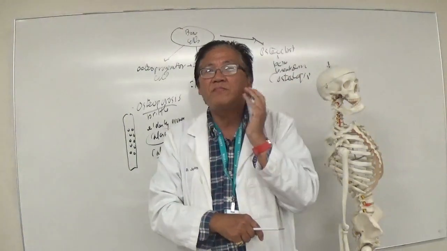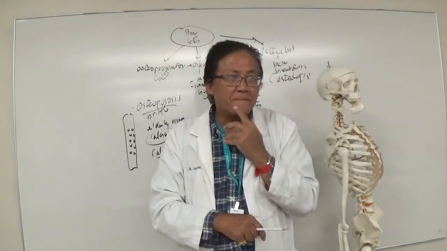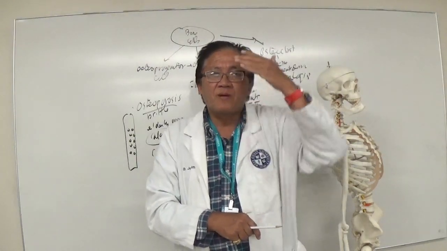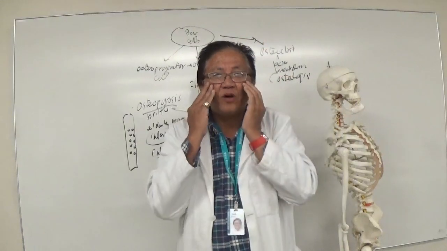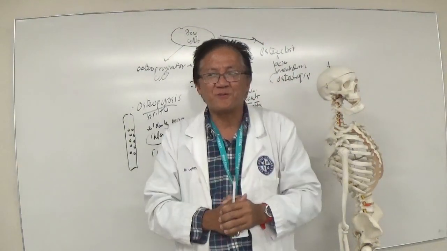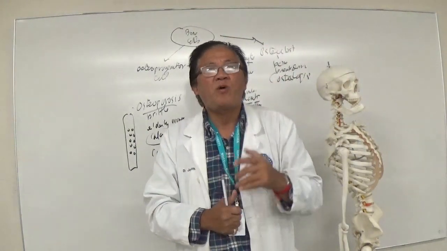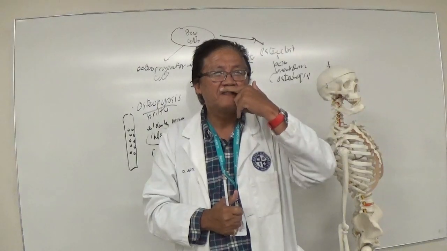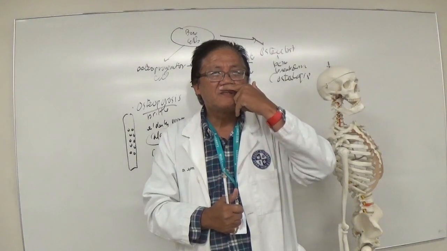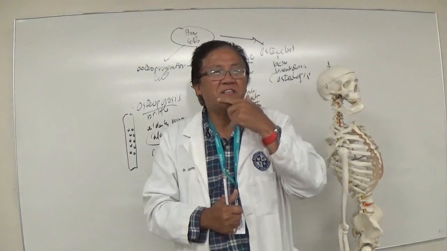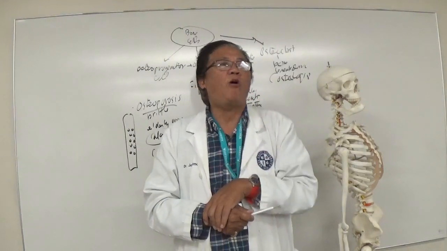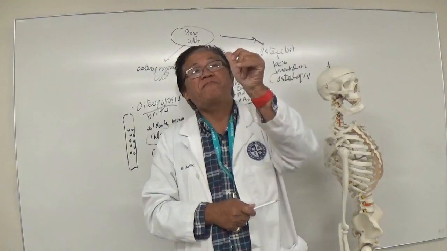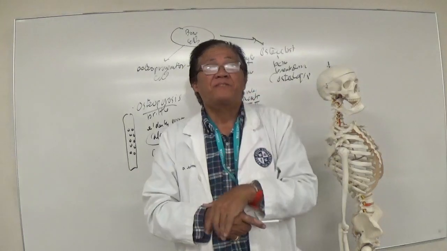What do you call the bone here? What about the bone here? Maxilla. The bone here? Maxilla. Cheekbone? Maxilla. Oh, you're so smart. Where is the upper teeth attached to? Maxilla. What about the lower teeth?